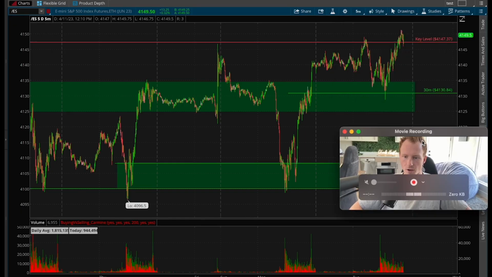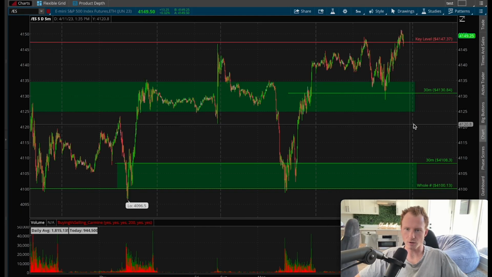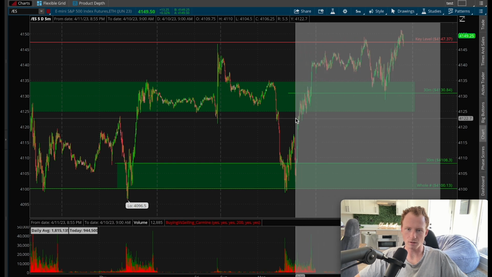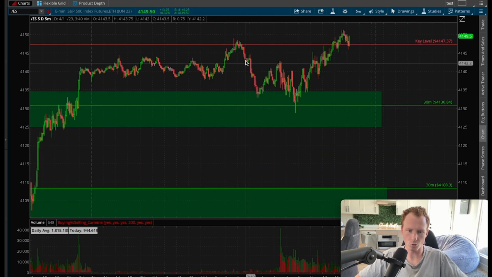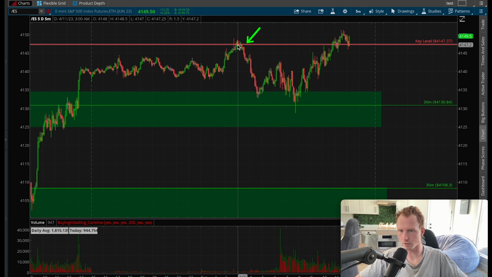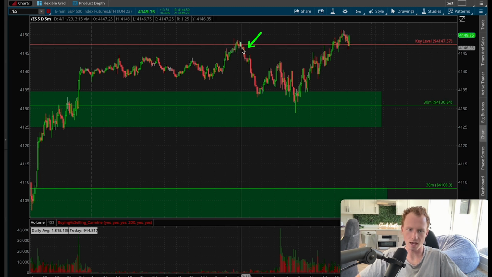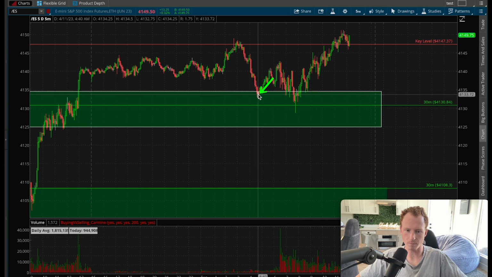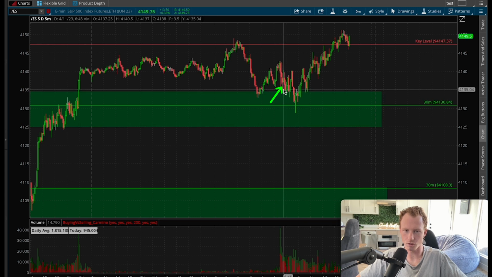If I move myself, this is what the chart looked like today. We basically sold off all night once we got to this key level of 41.47. We sold off in pre-market, and then the market opened up right around here where you see all this volume started to kick in. So I was starting to add into my position right here.